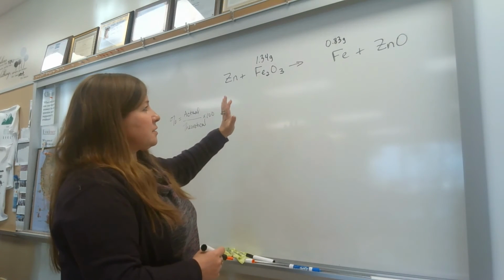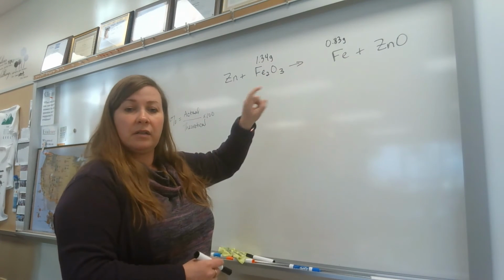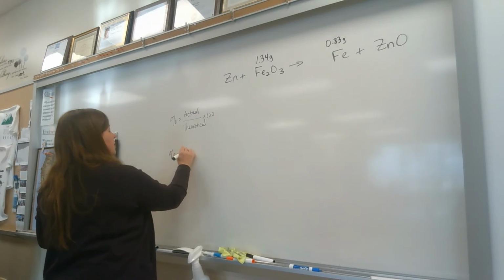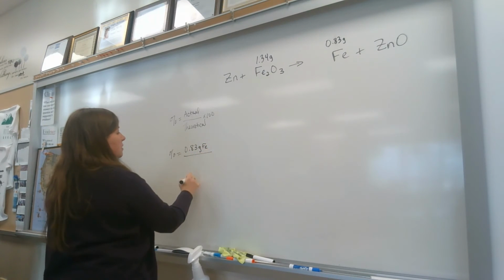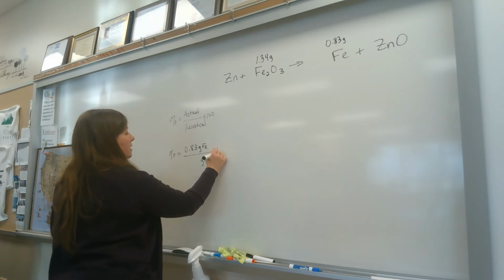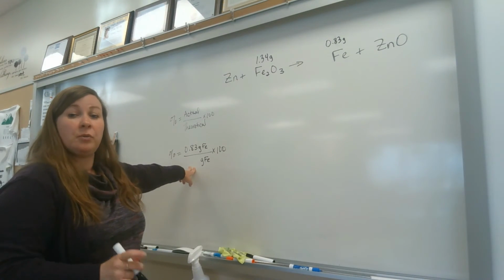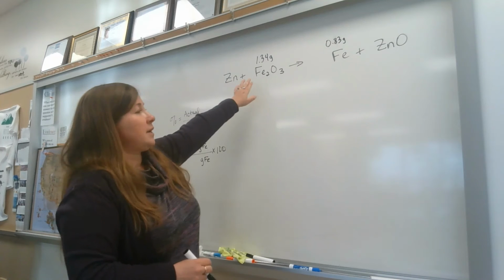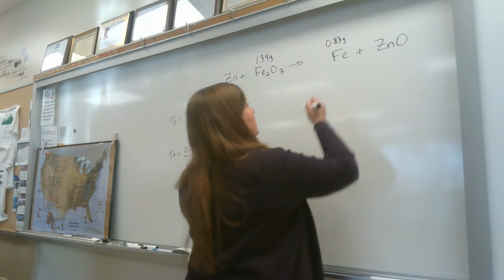So the actual yield has to refer to a product. So this number up here, 0.83 grams of iron, that's going to be our actual yield. So we're going to say our percent is 0.83 grams of Fe over a theoretical yield, which will be grams of Fe, times 100. So now we have to figure out how many grams of iron should we produce. We know this is how much we did produce, but how many should we produce based on the starting material? And again, because we need grams of Fe, this is what we need.